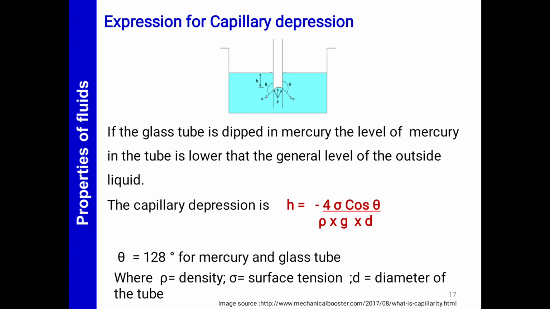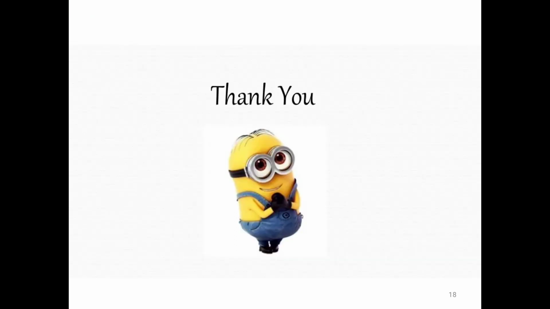Expression for capillary depression. If the glass tube is dipped in mercury, the level of mercury in the tube is lower than the general level of the outside liquid. So the capillary depression is given by h is equal to minus 4 sigma cos theta by rho g d. Here theta is equal to 128 degree for mercury and the glass tube, and where rho represents the density, sigma is equal to surface tension, and d is the diameter of the tube.